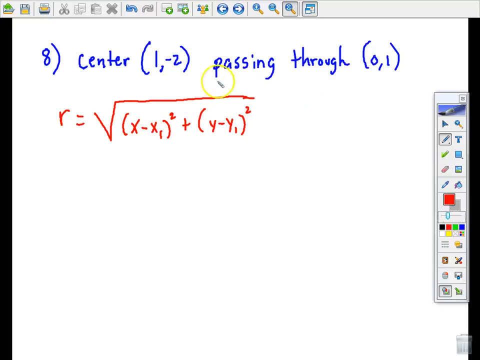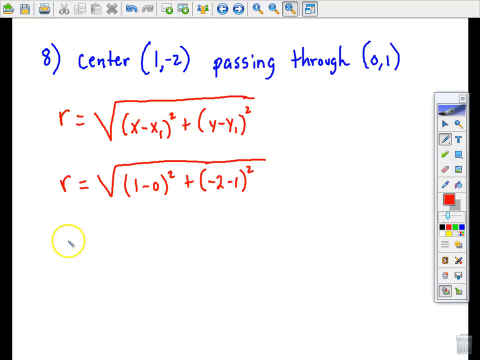So we're basically going to take the x coordinates from each of these ordered pairs, subtract them. All right, so let's just go ahead and do that. Doesn't really matter how you go about this. I'm going to do 1 minus 0 squared plus, and then I'm going to subtract the y's, -2 minus 1 squared. Okay, and then we'll simplify.